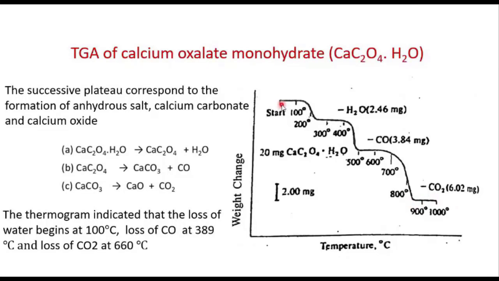So this is the stable curve of the calcium oxalate monohydrate. This represents loss of water. This represents the stable curve of the anhydrous calcium oxalate. This represents loss of carbon monoxide. This represents the stable curve of calcium carbonate. And this represents the conversion of calcium carbonate to calcium oxide, with the loss of carbon dioxide. And finally, this represents the stable curve of calcium oxide.